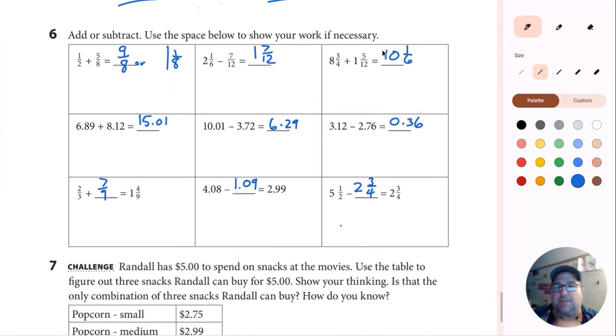And then for number 6, I did give you the final answers, so you can check your work. But it's all about showing your work on the fractions, lining up those decimals.